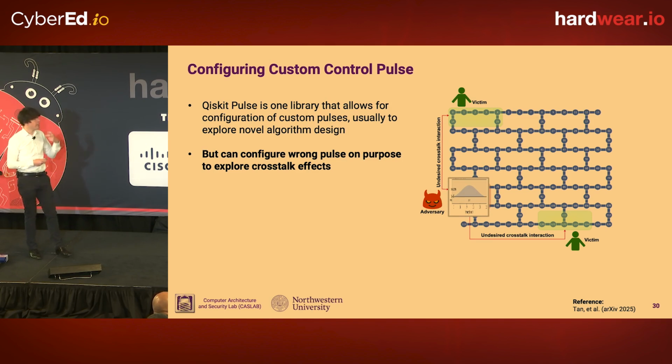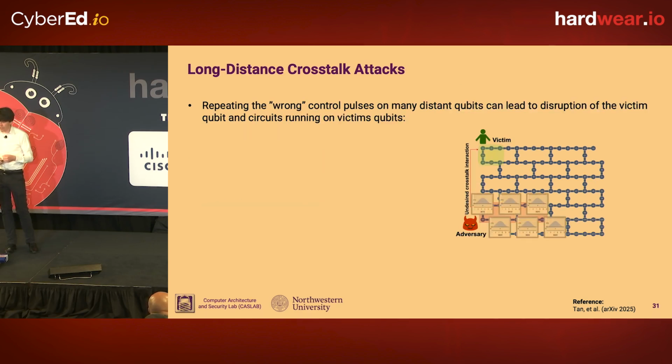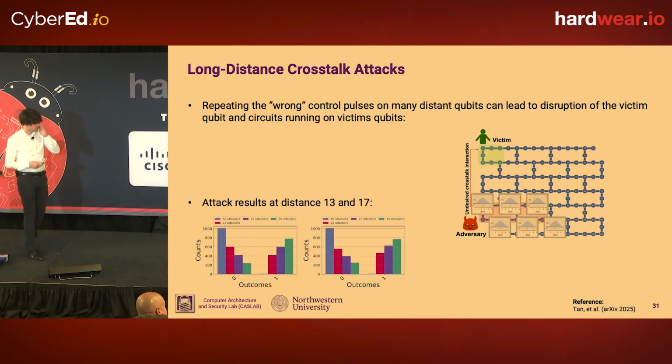So if an attacker drives their own qubits with the wrong frequency, again, it's a nonsense computation. You're not going to do anything useful to the attacker's qubits. But the goal is to actually disrupt the victim qubit. And the interesting result is that if an attacker in a faraway part of a quantum chip is able to drive their own qubits with control pulses that have the wrong frequency but match the frequency of the victim's qubits, you can actually flip the state of the victim qubit.